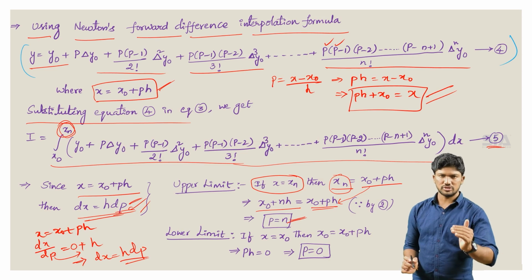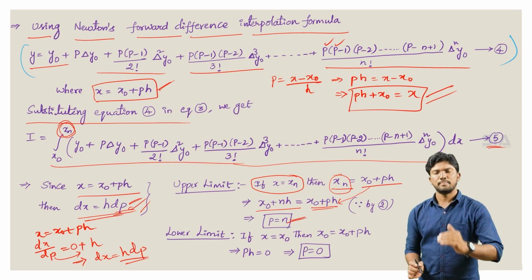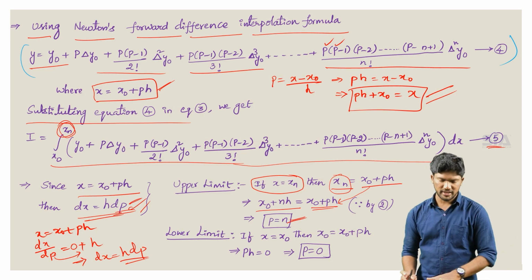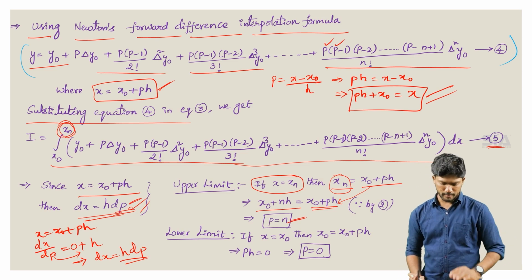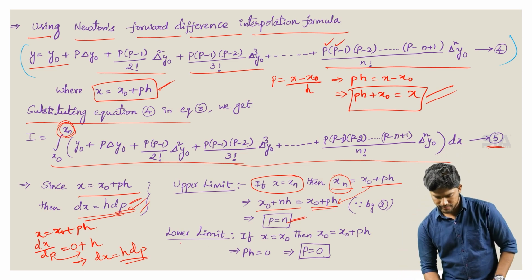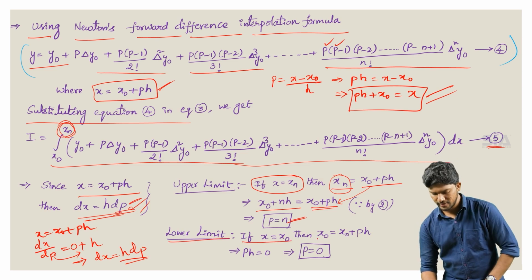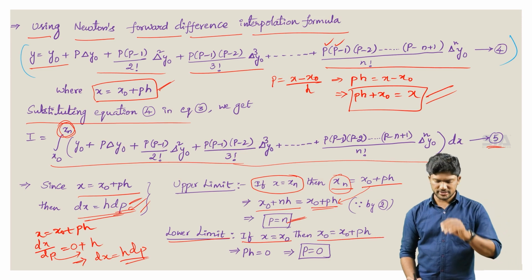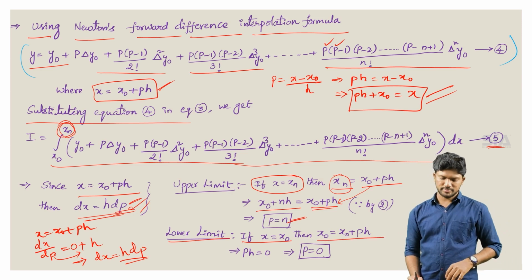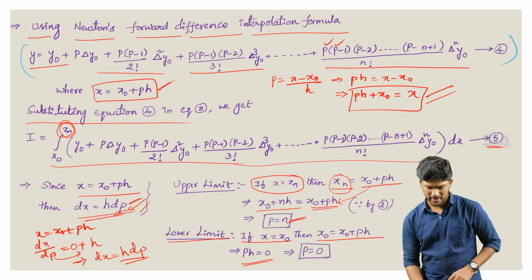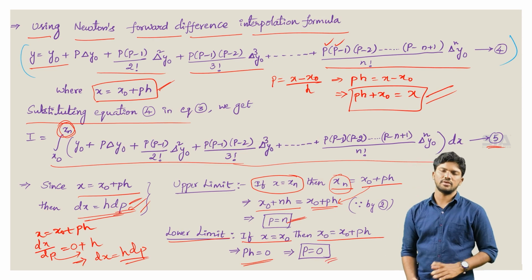Whenever you substitute x is equal to x_n, the p value will become n. That means p is equal to n. For the lower limit, whenever you take x is equal to x naught, x naught is already the lower limit for that integral. So x naught is equal to x naught plus ph, therefore ph is equal to 0, and therefore p is equal to 0.